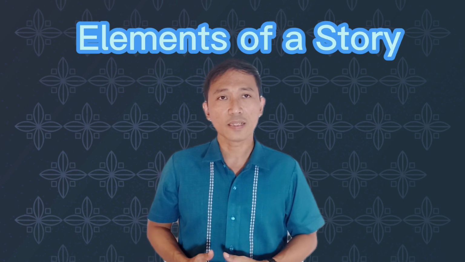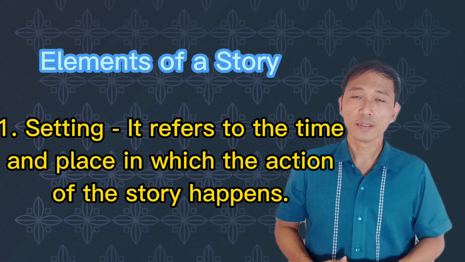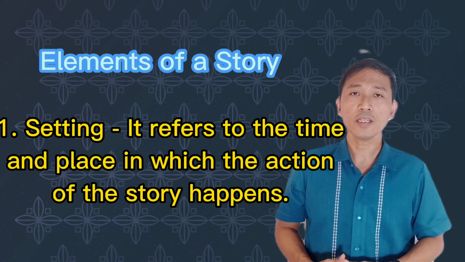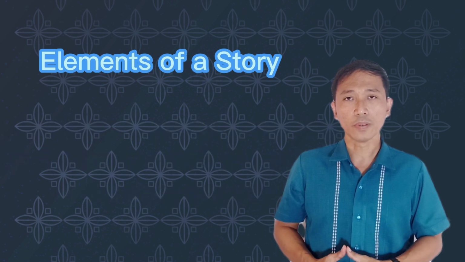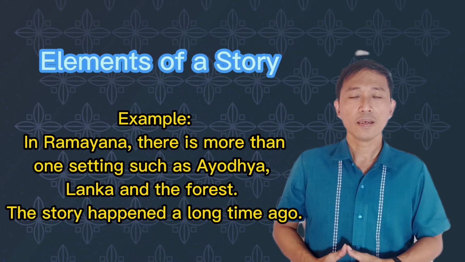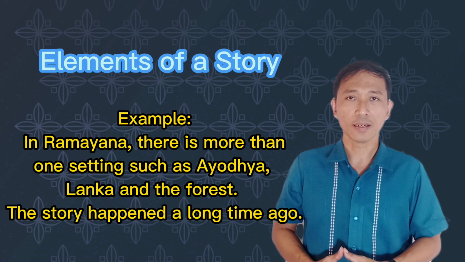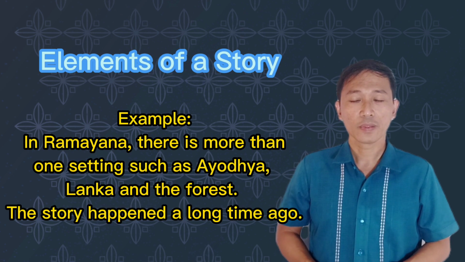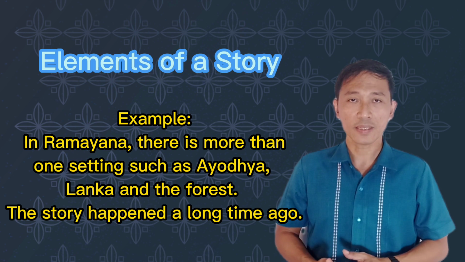Let us now discuss the different elements of a story. Number 1. Setting. It refers to the time and place in which the action of the story happens. Example: In Ramayana, there is more than one setting such as Ayodhya, Lanka, and the forest. This refers to the place. The story happened a long time ago, and this is the time.